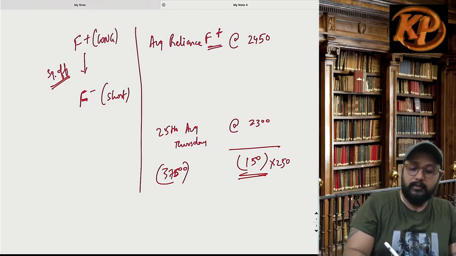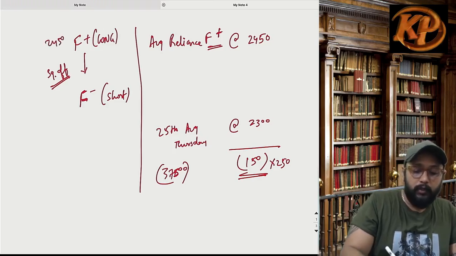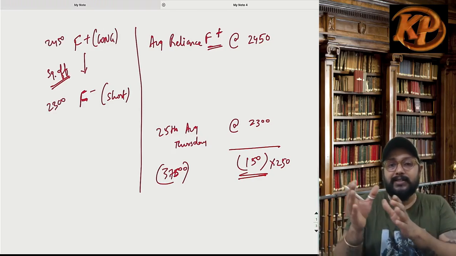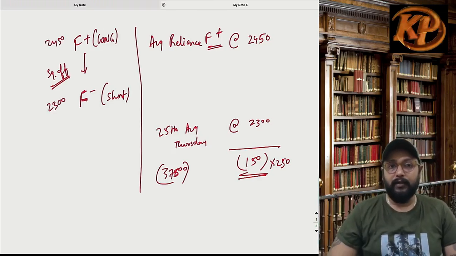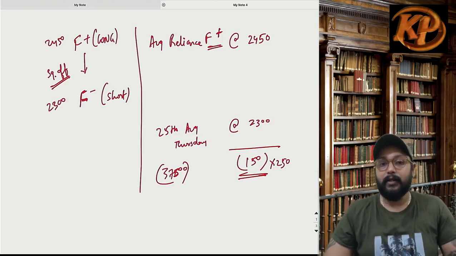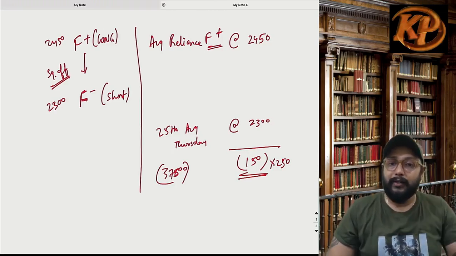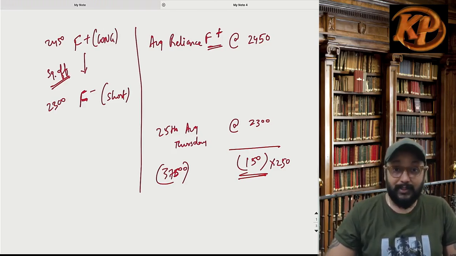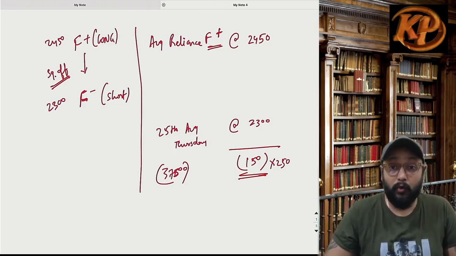When you take F plus at 2450 and you take F minus at 2300, in simple language, what have you done? Sir, I purchased something at 2450, but I sold it at 2300. Did you suffer a loss? Yes, huge loss. How much? 37,500.